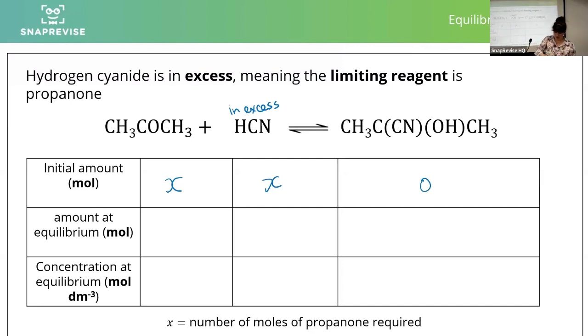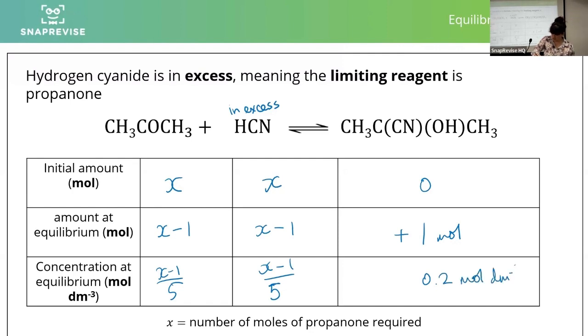So my amount at equilibrium: I wanted to produce 1 mole of the product at equilibrium. So I'm adding 1 mole of product. If I'm adding 1 mole of product, I must have had 1 mole of each of my reactants react to get that 1 mole. So my number of moles at equilibrium will be X minus 1 moles of each of those, which means my concentration at equilibrium will be X minus 1 over 5, because my volume is still 5. And then I've already calculated my product concentration as 0.2 moles per decimeter cubed. The units are already in the table, so I don't need to add them in.